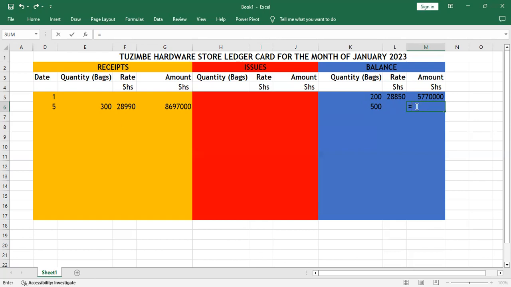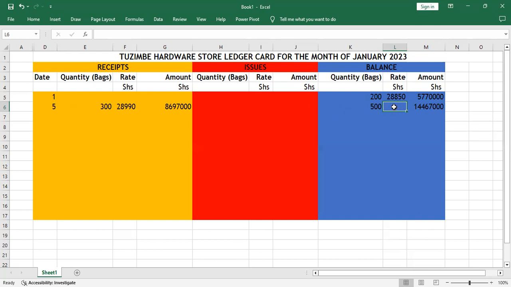So to get the closing balance after this receipt of 300 bags, we get the 5,770,000 plus the amount of the purchases. Then we come up with 14,467,000. Now we have to get the average rate. In total, so far we have 500 bags. But of course, this is a mixture of our opening balance plus the 300 units we have purchased.